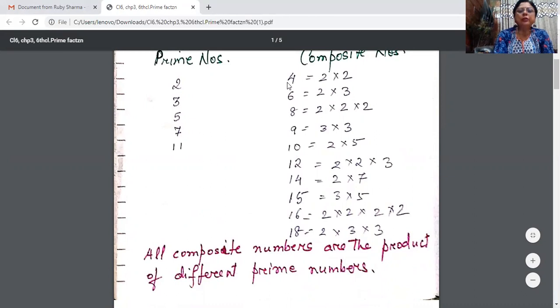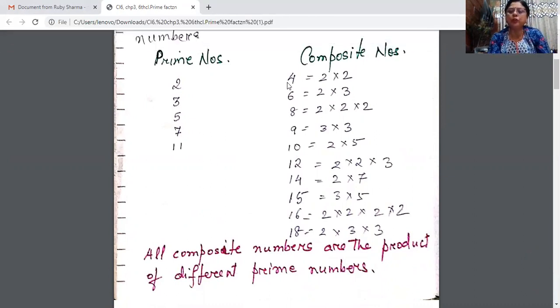Now, what are the factors of 4? 1, 2 and 4. Factors of 6 are what? 1, 2, 3 and 6. Four factors are there, isn't it? So these are called composite numbers.